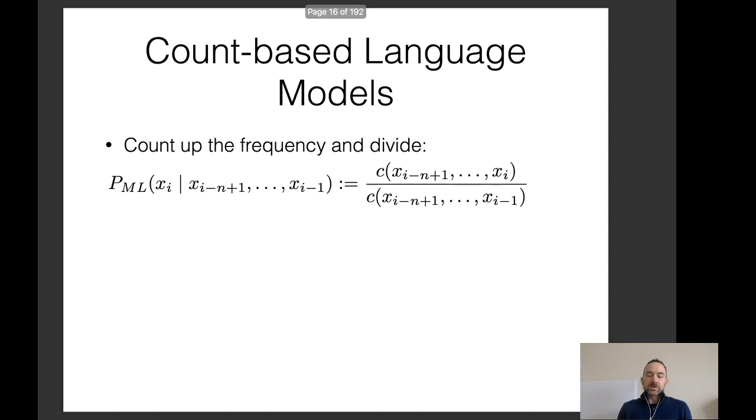A count-based language model is a model that tries to calculate the probability of the next word by calculating the frequencies of particular word sequences. For example, if we look at the top term over here, this is calculating the probability of the word xi based on the previous n-1 words. So if we have "the boy walked," the probability of "walked" would be calculated by counting the frequency of "the boy walked" and dividing it by the frequency of "the boy," the previous context.